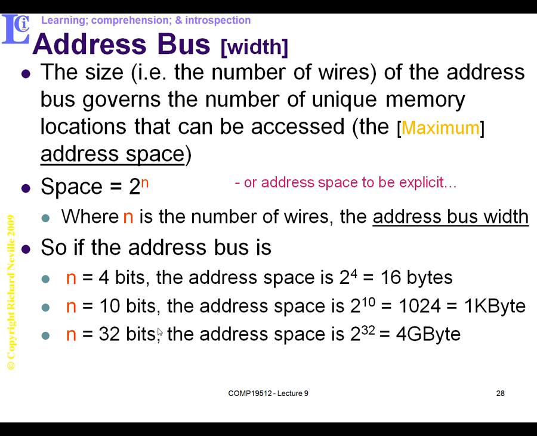Okay, so the important equation to remember when we're talking about calculating the address bus size, or address space size, or maximum, is we take 2 to the n, where n is the number of wires or the address bus width, and that's 2 to the power of n, gives us the size of the address space, or the maximum size of the address space. And again, these are in SI units.